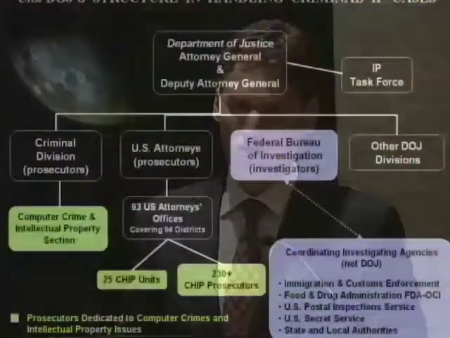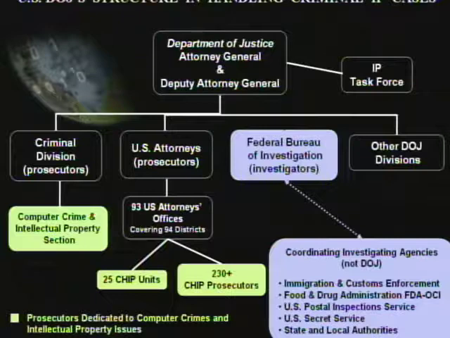Now, in the blue section, under the Department of Justice, the FBI is part of the Department of Justice, so they handle intellectual property cases. But I will tell you that if you shoot down from the FBI there, down to the other blue section, you'll see Immigrations and Customs Enforcement, where Ed is from. You'll see Food and Drug Administration, Office of Criminal Investigation, U.S. Postal Inspectors, U.S. Secret Service, and of course the state and local authorities. Everybody is in this together, and we work with all these different agencies when we talk about intellectual property crimes.